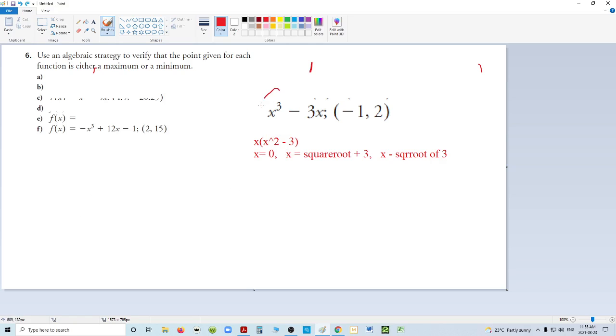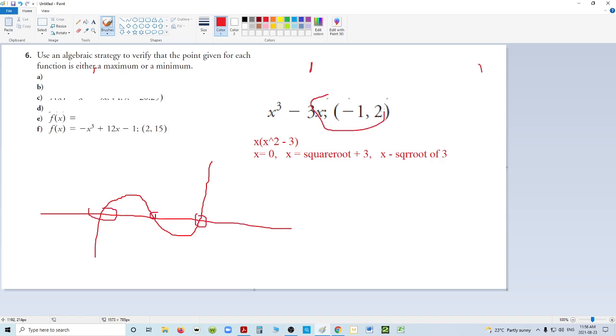I think because this is positive, it's coming down from the left. It's going through 0. And then it's coming back up through this. And that's very hard to see. No, actually, I think it's coming up through the square root, coming down to 0, going up through the square root. So 0, square root of 3, negative square root of 3.